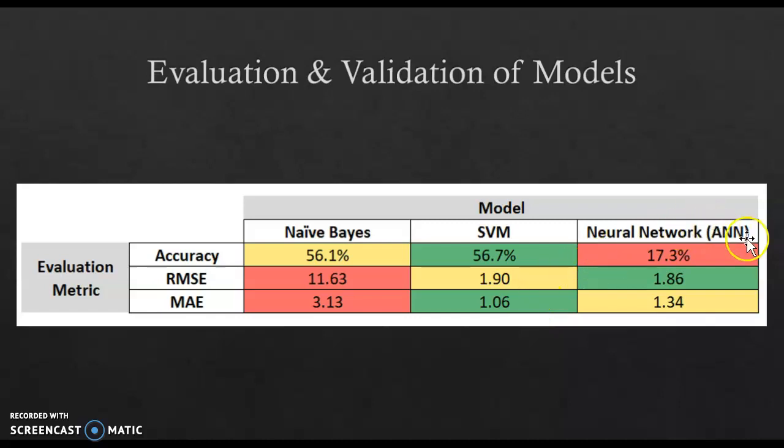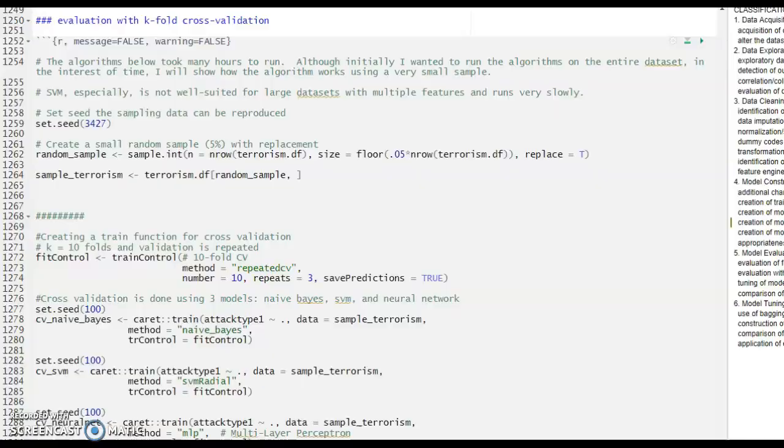Surprisingly, the neural network had a very low accuracy compared to the other two. And the naive Bayes, although it had the highest accuracy, it actually also happened to have the highest RMSE and MAE. So I wouldn't call it a winner. I think I would choose SVM based on this type of evaluation.